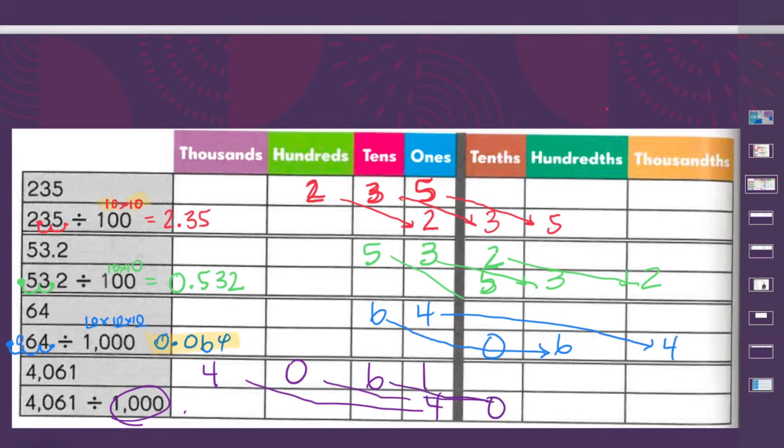The 6, there's 1, 2, 3. And the 1, 1, 2, 3. So we'd have 4 and 61 thousandths. And if we come over and look at our number over here, we have our decimal at the end of the number because it's a whole number, 4,061. If we divide by 1,000, that decimal point is going to be moving 3 place values to the left. 1, 2, 3. So 4.061.